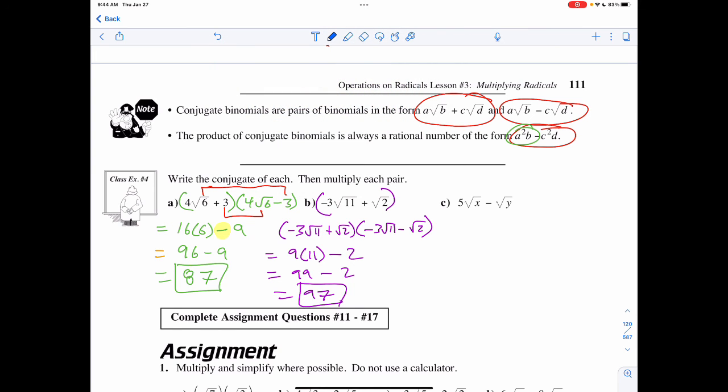The last one just adds variables, doesn't really change anything. If they're subtracted from each other, I'm going to do one where they're added to each other. I square the first term, so 5 and 5 is 25, and root x is just x, minus root y and root y is just y. And there's my answer. All right, go ahead, get some practice.